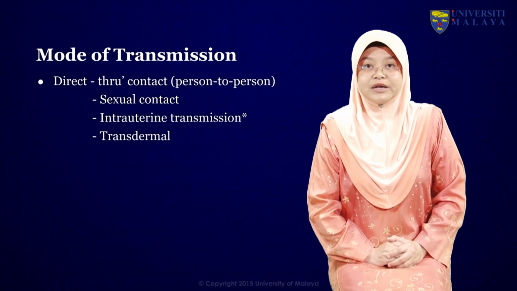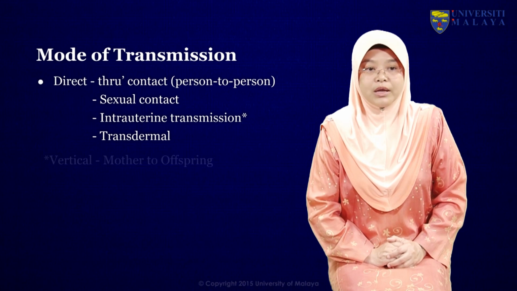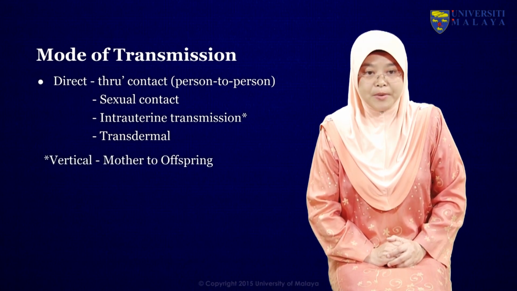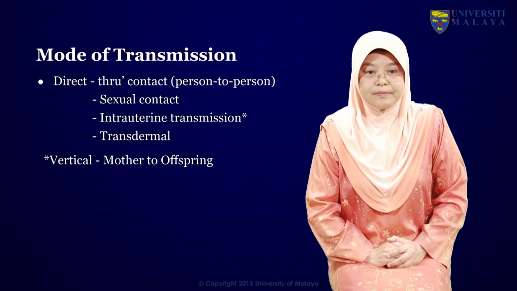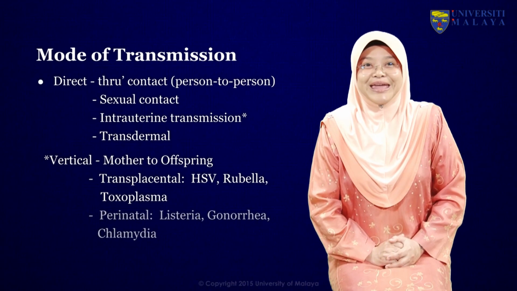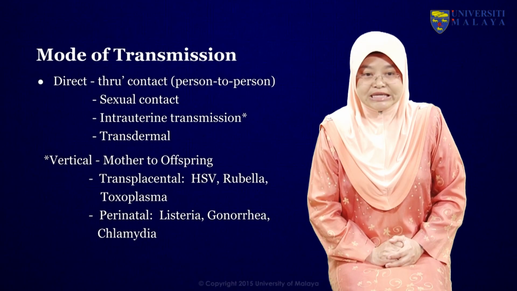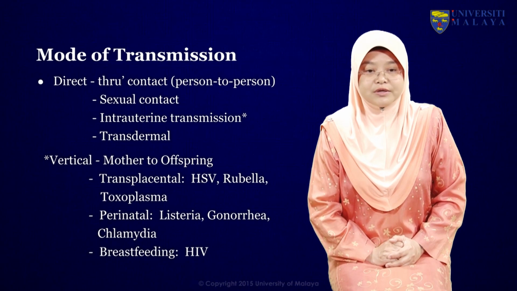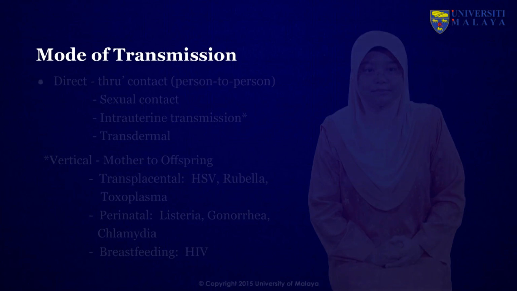The intrauterine transmission, which we call vertical, can happen from mother to baby. For example, it happens transplacentally for rubella and toxoplasma, in the perinatal stage such as listeria, gonorrhea or chlamydia, and during breastfeeding, for example, HIV.